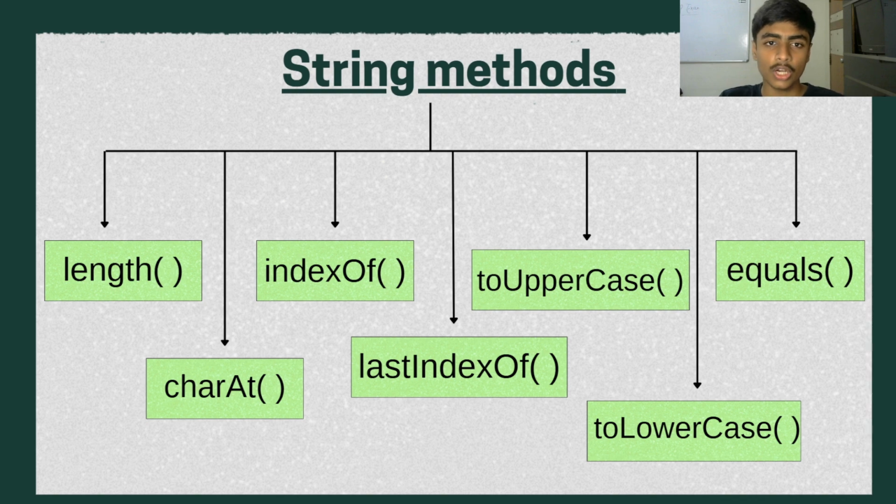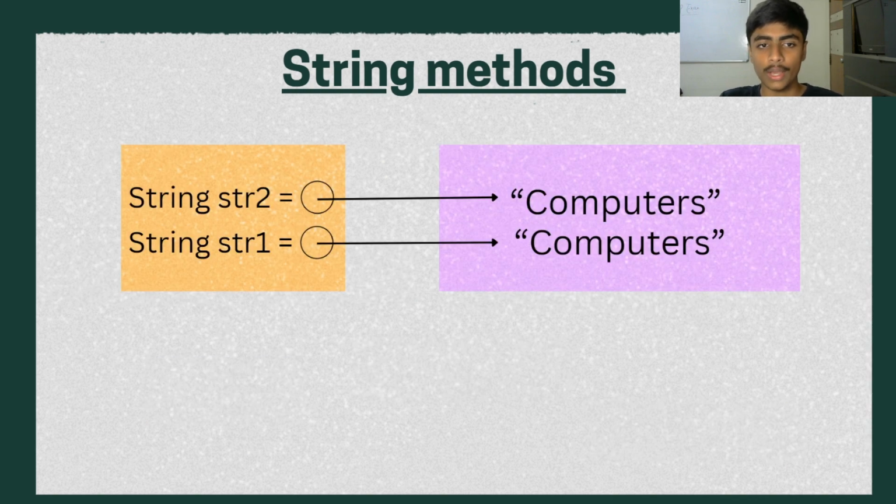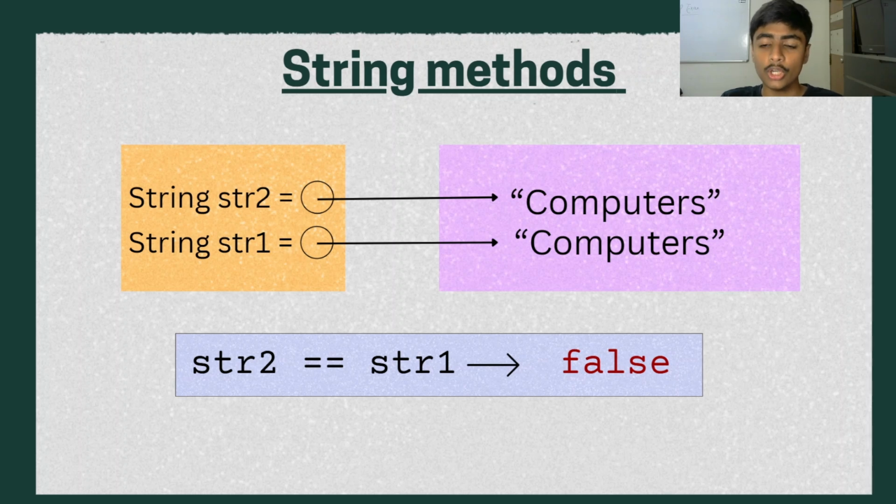To understand this, we're going to take two strings, str2 and str1. I've represented how the two strings are stored in memory. Both the strings store pointers which point towards these separate strings, computers. When I check if str1 is equal to str2, it's going to return false. Because for strings, the equals to operator is only going to check if the two strings point towards the same string or not. In this case, even though the strings are equal, since it's just pointing towards two separate strings, it's going to return false.